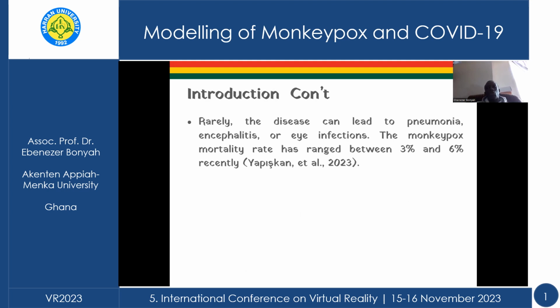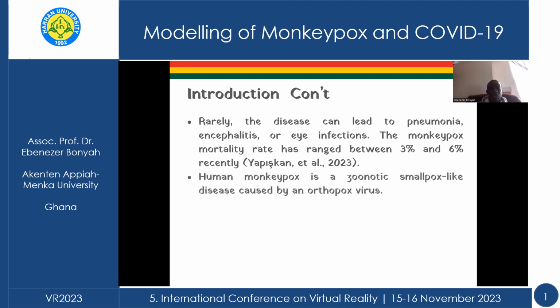Really, the disease can lead to pneumonia, encephalitis, or eye infection. Monkeypox mortality rate has ranged between 3 to 6% recently, and this is serious. Even 0.5% is serious. And I call on WHO to take serious steps in helping address some of these, what we normally call tropical neglected diseases. They are necessary because they are affecting the developing countries as well.